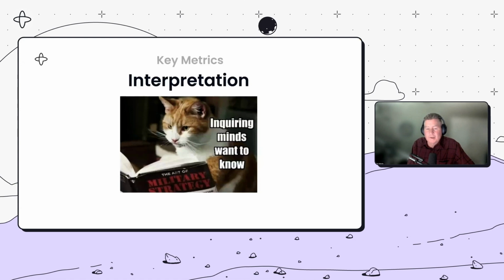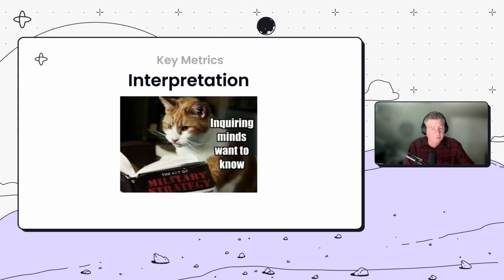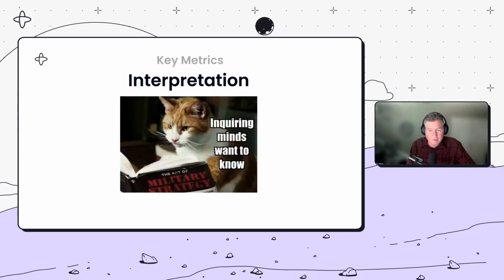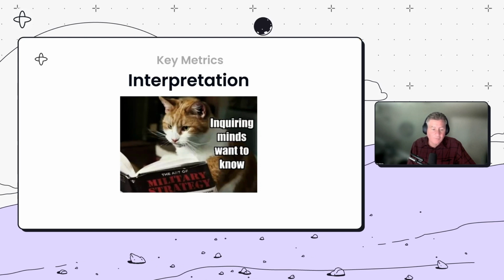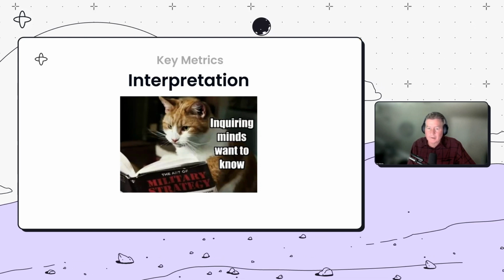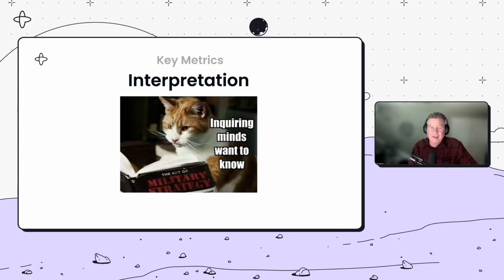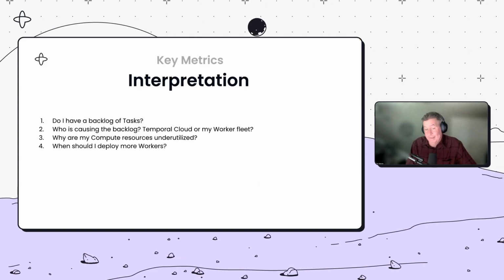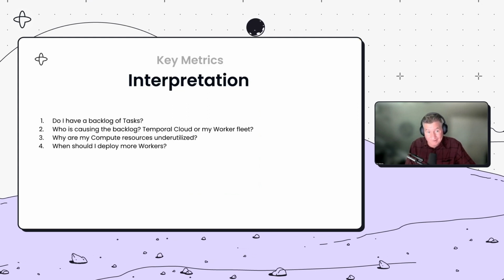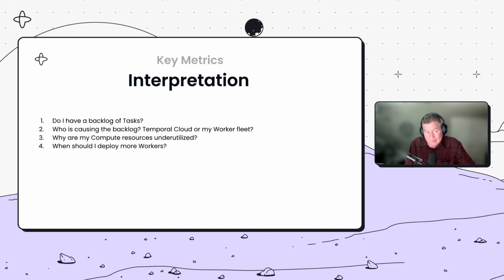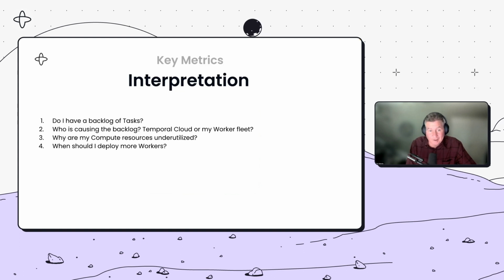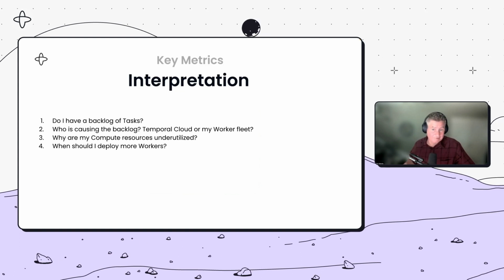So whenever we look at these metrics, we want to answer some questions, right? If we're seeing maybe our performance in our application slow down, well, inquiring minds are going to want to know why, and so we're going to be asking some key questions. Do I have a backlog of tasks? What are some metrics that are indicating that? If I do, who's causing the backlog? Is it Temporal Cloud or is it my worker fleet?